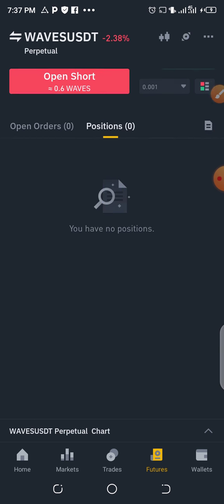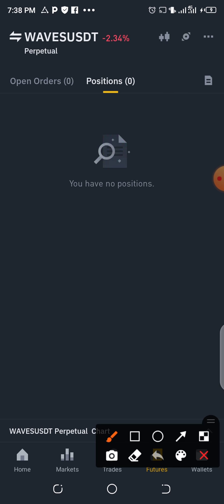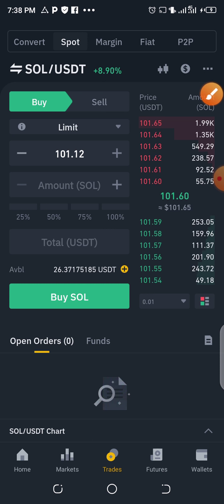So I'm going to go to spot trading. If you look at the bottom of your page, after home and market, you will see trade. Click on it. I click on trade. This is for spot trading.